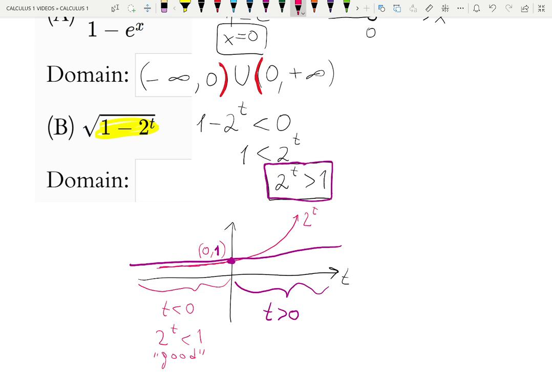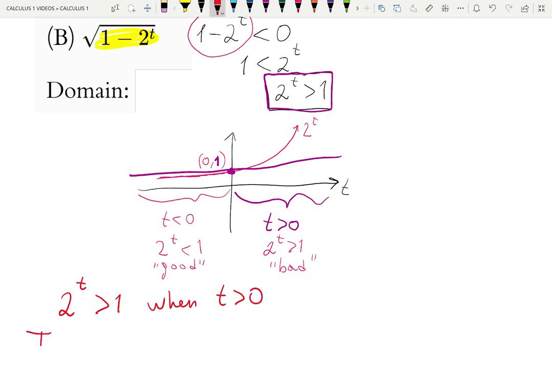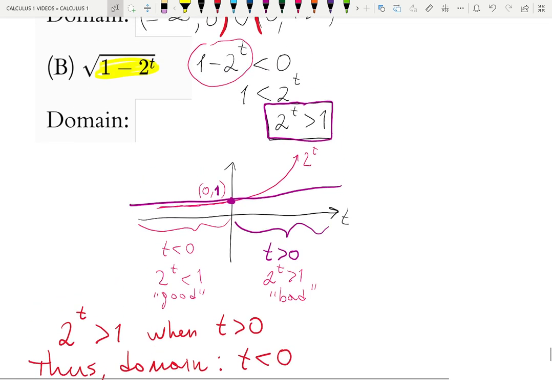And that's going to be our domain. Well, before we had 2 to the t greater than 1, which was bad. Do you remember why? Because we had 1 minus 2 to the t inside of the square root, and it must be positive. So, 2 to the t is greater than 1 when t is positive. Thus, the domain should have negative t's. t is less than 0. Interval notation gives us the answer. It's from minus infinity to 0.